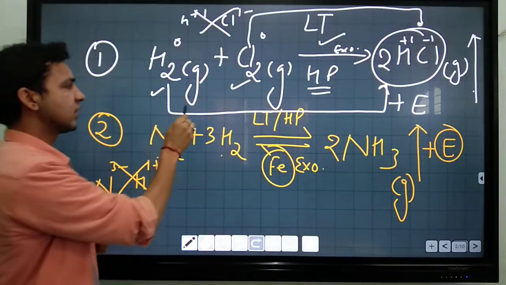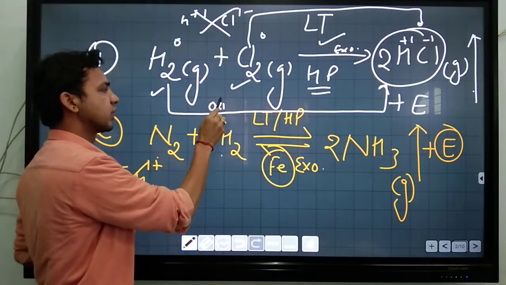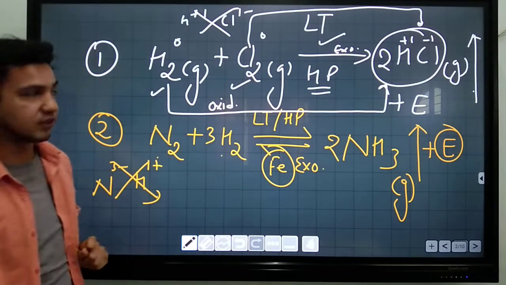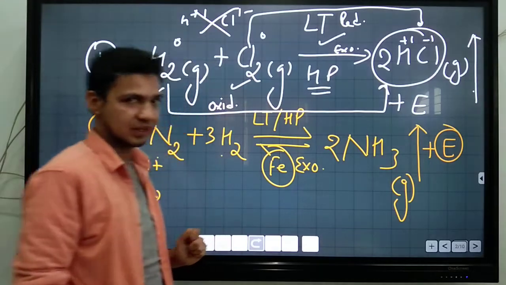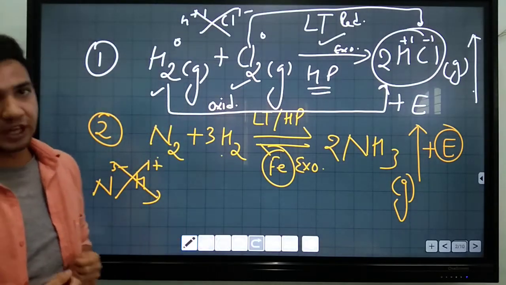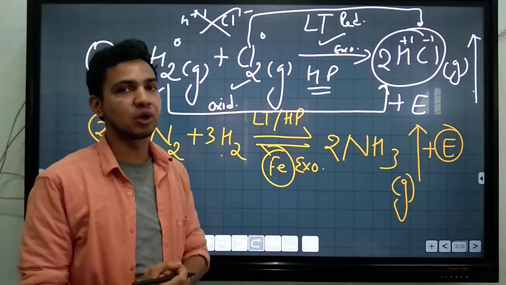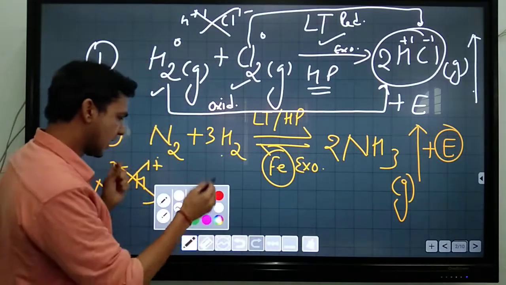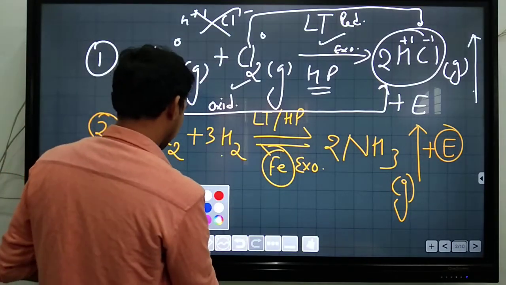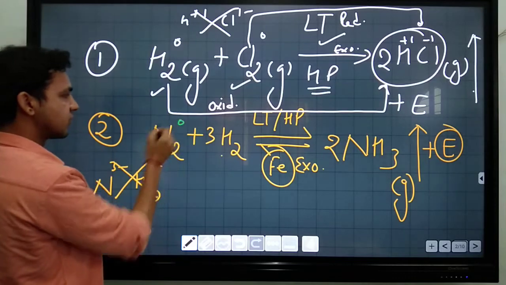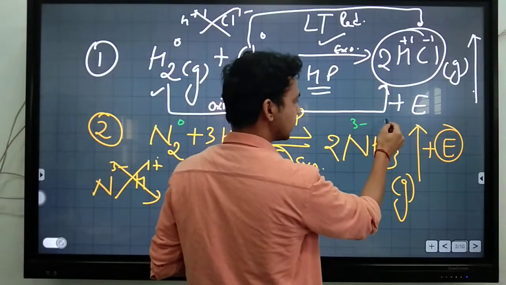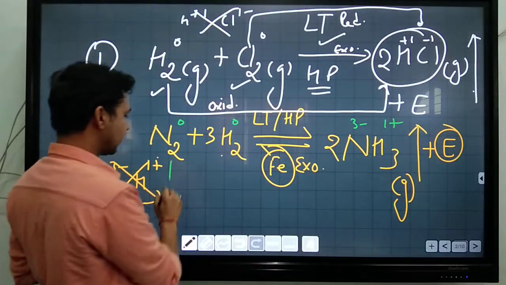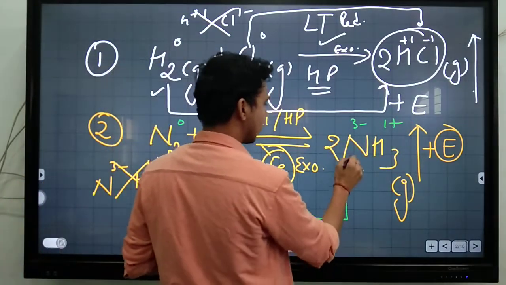Plus means they have a tendency to lose electrons. So here the hydrogen is oxidized and chlorine is reduced. So both things take place at the same time in the forward direction. So this one is a very good example of a redox reaction. As well as in the case of nitrogen, it is 0, hydrogen is also 0, but here nitrogen is 3 minus and hydrogen is 1 plus. So here nitrogen is converting from 0 to minus 3.